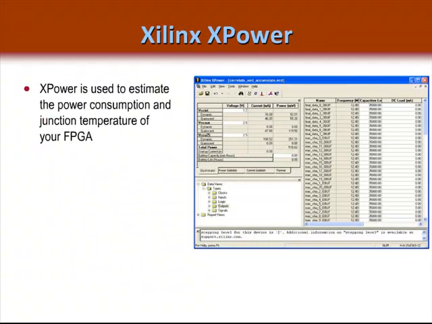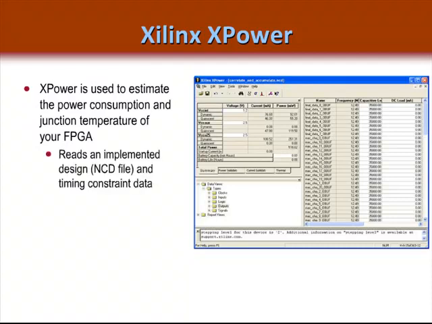The XPower utility is used to estimate the power consumption and junction temperature of your FPGA. Please note that this utility is quite accurate, even though it only shows average power consumption. It is very accurate because it reads from an implemented NCD file. That's your finished output of the place and route process. That means it knows all the routing and logic resources associated with your finished design.